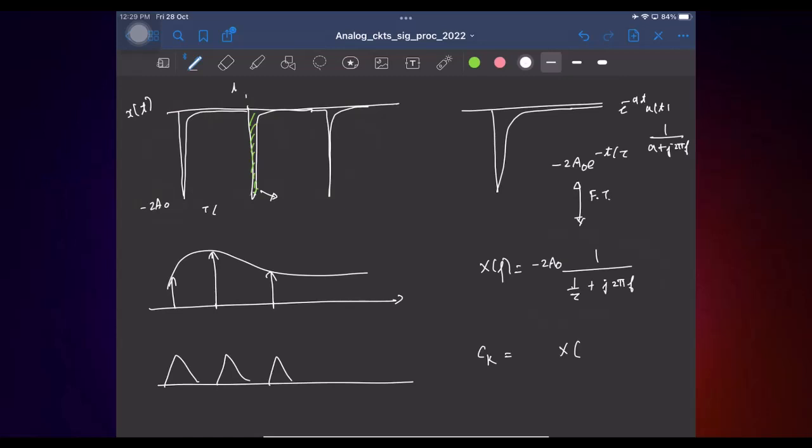No, what is the frequency? K times 2fs, right? The fundamental frequency is 2fs. So this is basically K times 2fs. But of course there is one scaling factor here because, if you write x of f, that is basically the integral of x of t, this. But if I write the expression for the Fourier series coefficient, how do I find it?